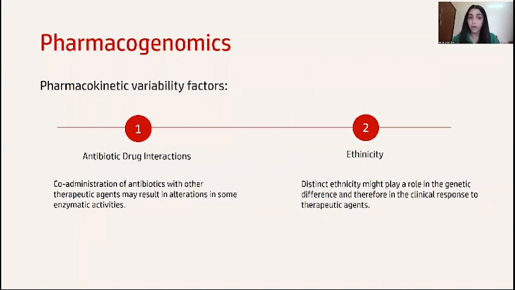So, regarding the pharmacogenomics, we will talk about the pharmacokinetic variability factors. We have two factors, which are antibiotic-drug interactions and ethnicity. For the first factor, antibiotic-drug interactions, co-administration of antibiotics with other therapeutic agents may result in alteration in some enzymatic activities, such as CYP450 enzymes, or transportation system activities such as P-glycoprotein in the host.